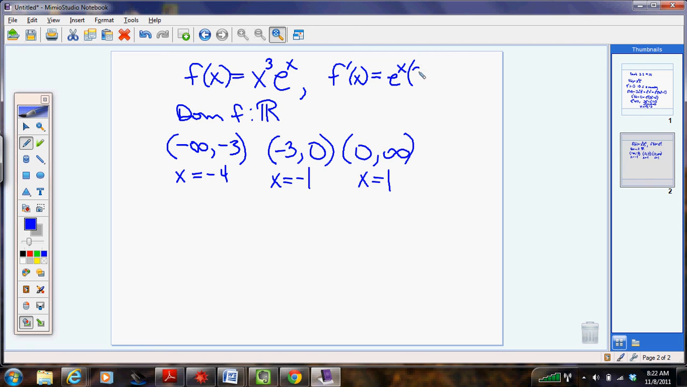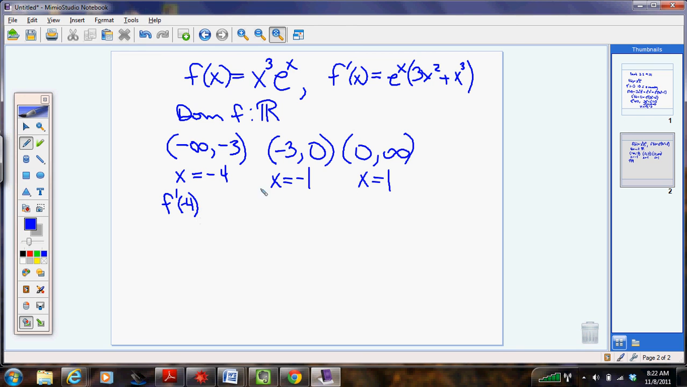Find the cursor, 3x squared, a little slowly there. Alright, so now all I need to do is compute, or at least figure out the sign, positive or negative, of the derivative at each of these values.